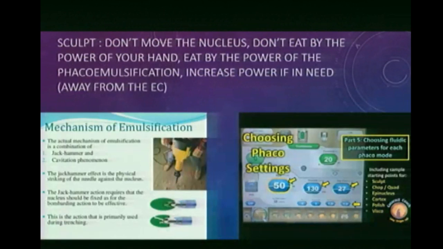The sculpt has a very important point here. When you eat the nucleus by the sculpt, eat by the power of the phaco machine, not the power of your hand. You know, it's a sharp phaco tip. While you're pressing, you can eat, of course, but this will be against the stability and the safety of the zonules. So eat by the power of the phaco, not the power of your hands. This is a very important point.